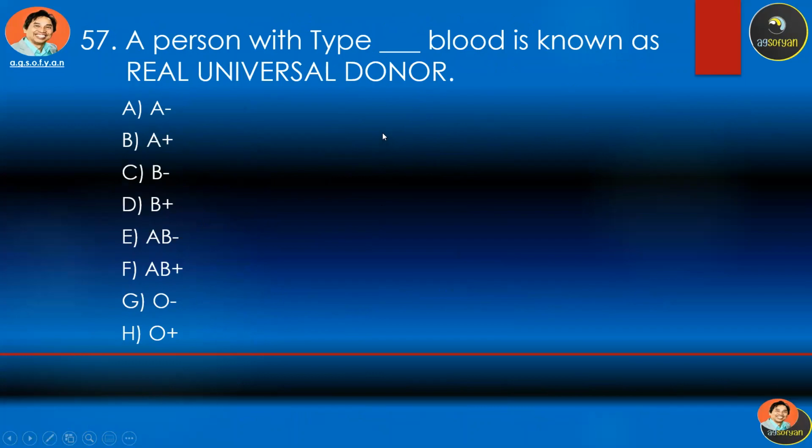A person with type blank blood is known as the real universal donor. So which one is going to be first? O is the universal donor, and negative is also a universal donor. So the real universal donor, meaning that can give to any blood type, is O negative. So if you are O negative, then you can give your blood to anybody.